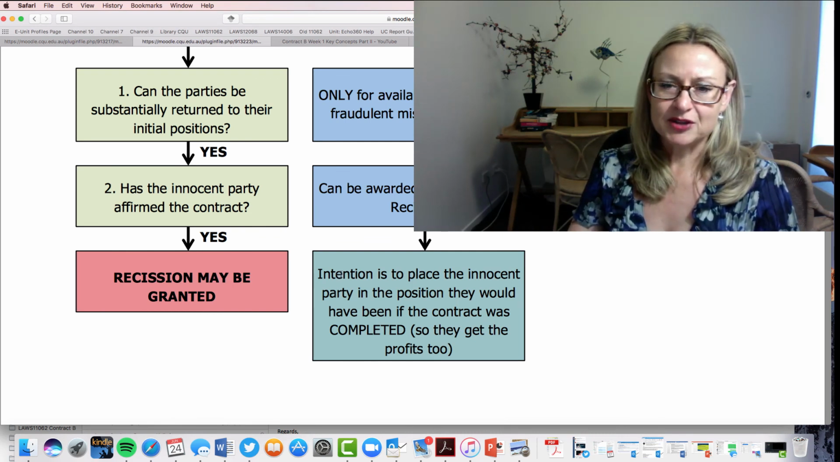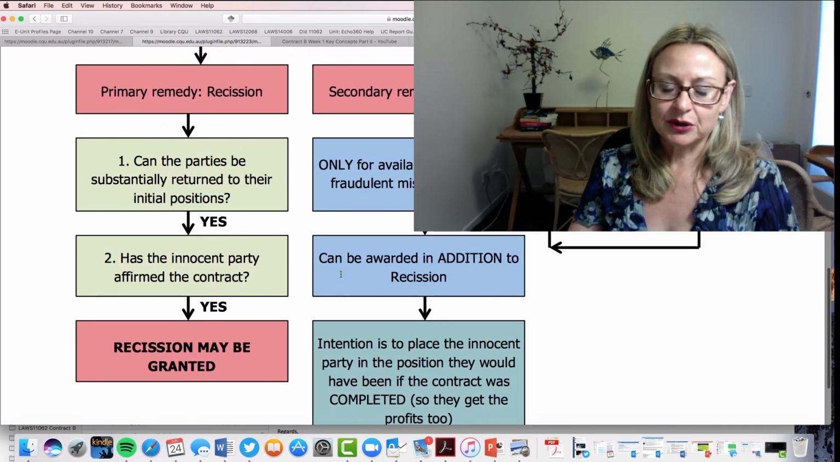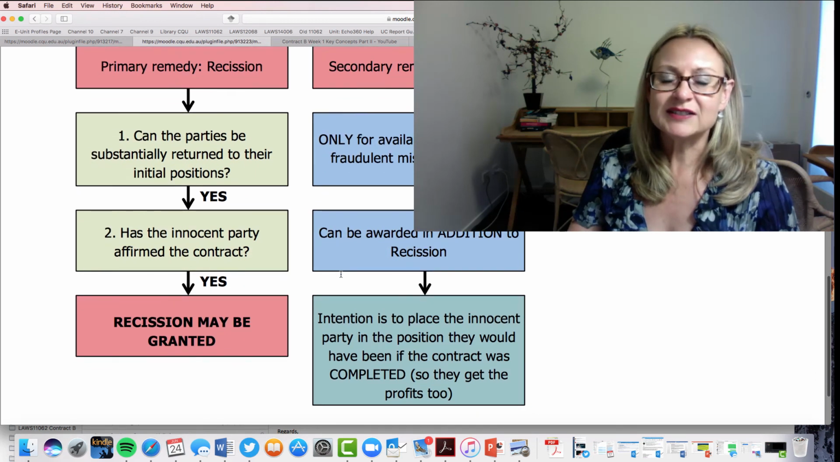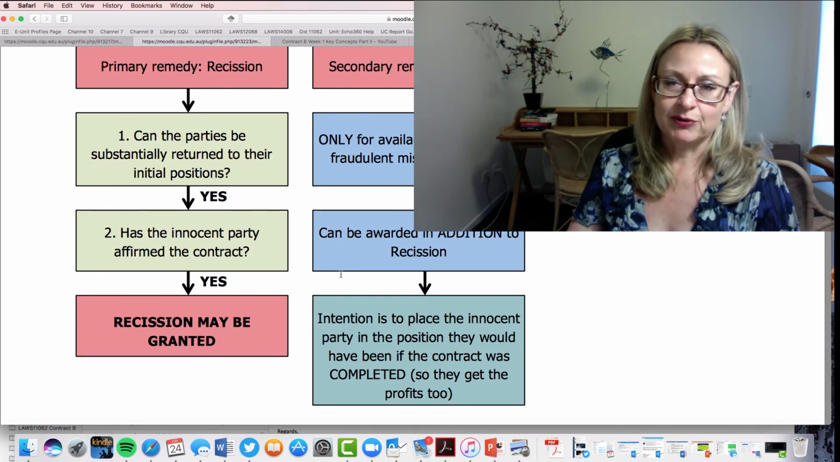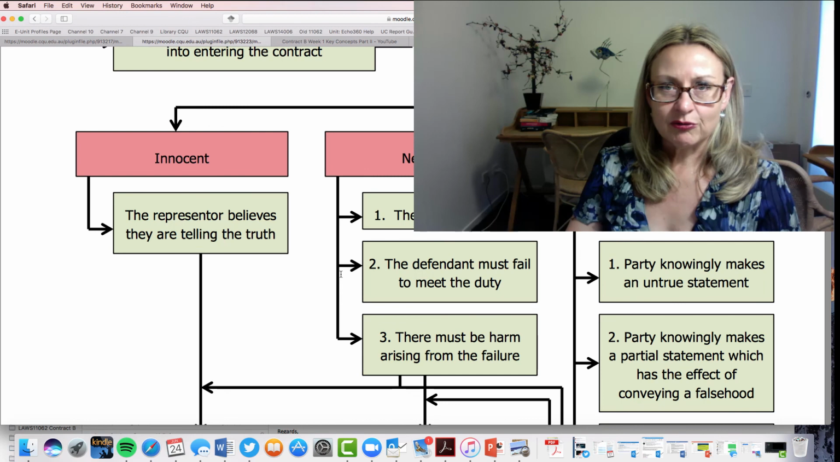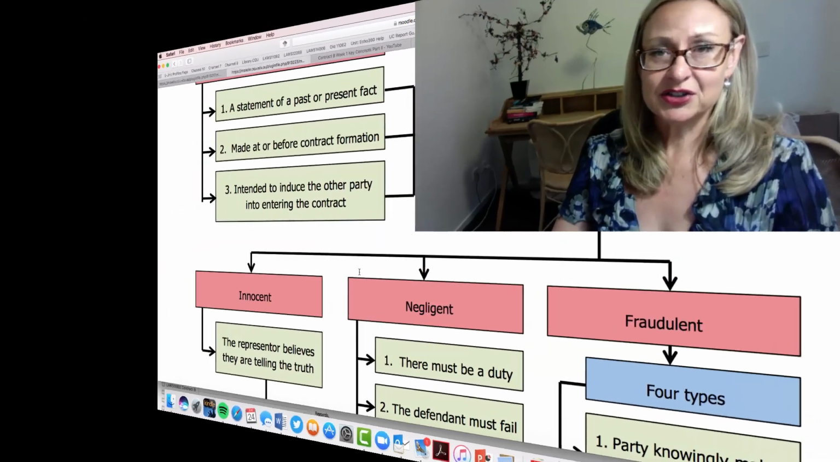Okay, you're not going to make money out of this. It's very different to contractual damages. You're not going to get anticipated profits. You're not going to get expectation loss. You're just going to get enough to put you back into the position before the fraud occurred. Okay, so they are the three kinds of misrepresentation, and that is misrepresentation in a nutshell.